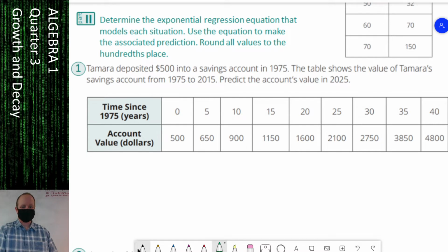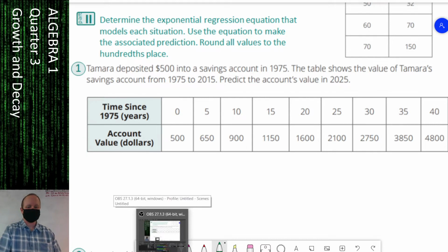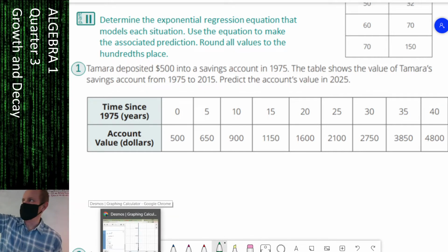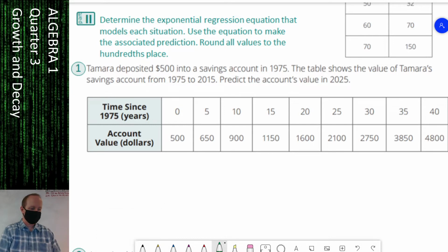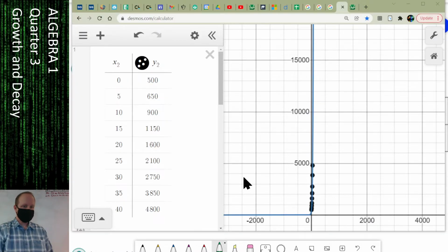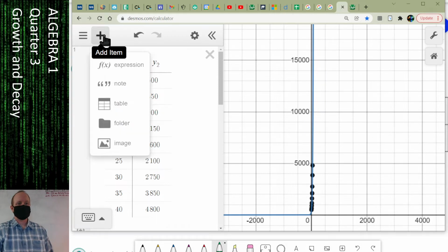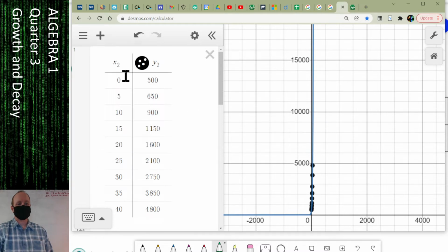So we were using Desmos yesterday. Go ahead and get out your computers and go to desmos.com. As a little bit of review, to even get to where you can start typing in a table, you have to click on that plus sign up there, add item. Remember that from yesterday? When you do that, it gives you some things you can add, an image. We're interested in adding a table. So you would click on table, and then you'd have a blank there.